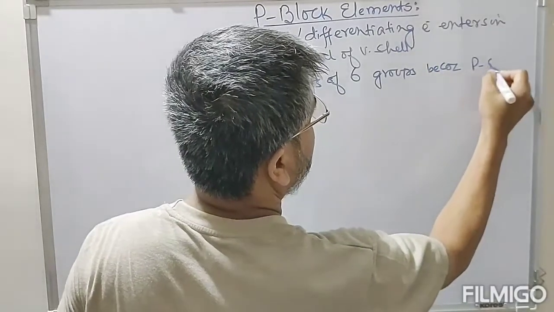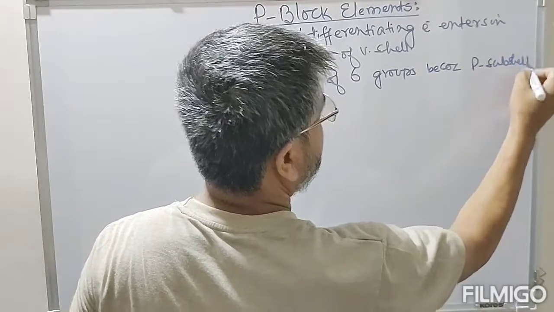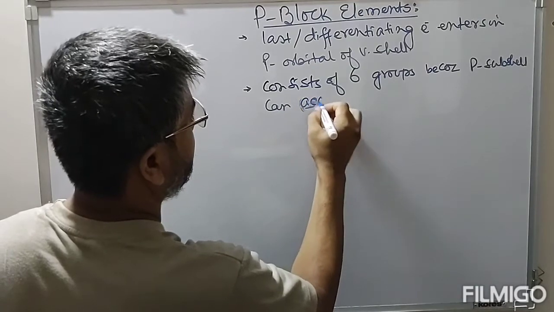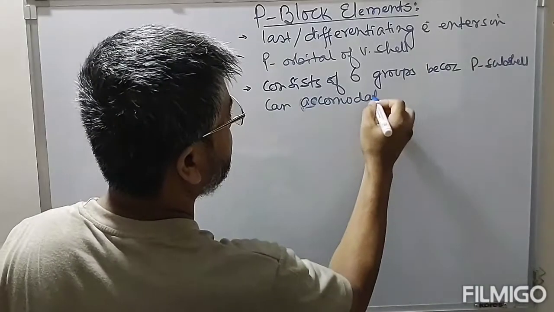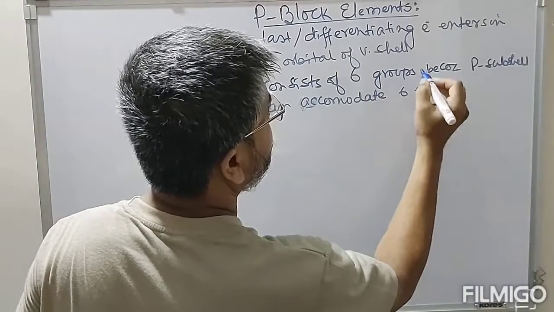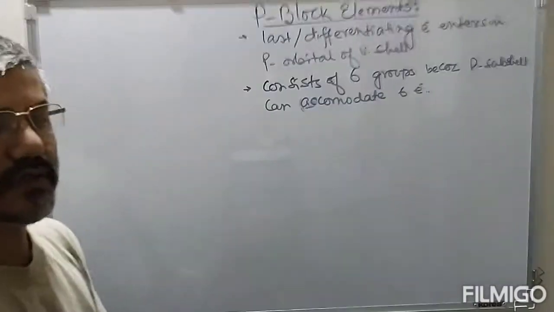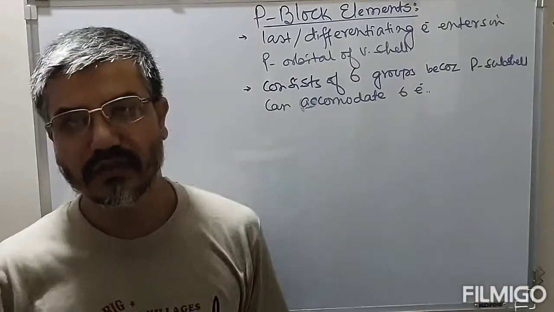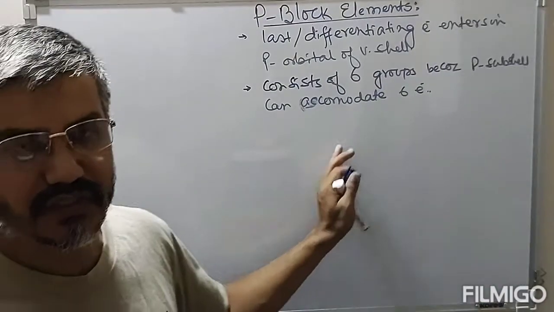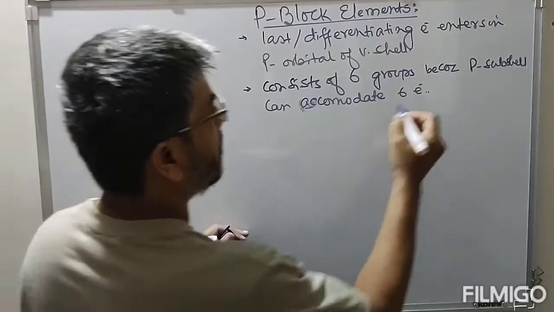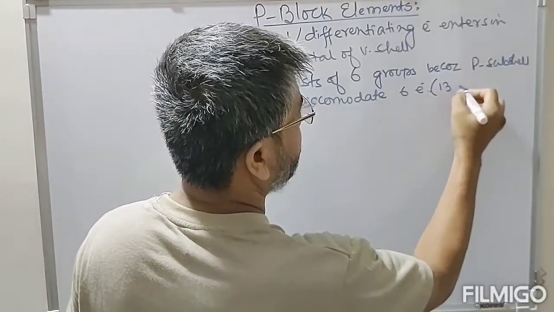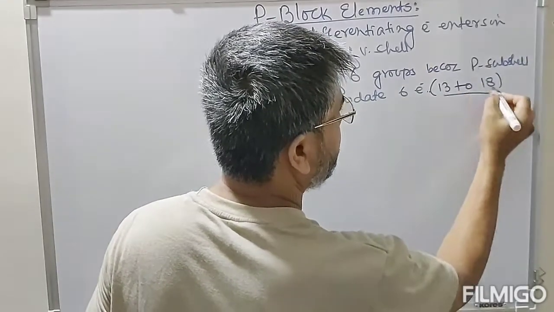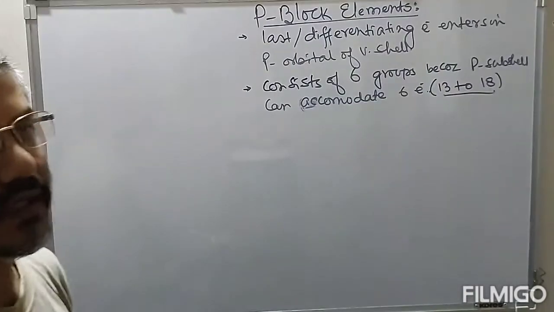Since the total number of electrons that can be placed in p subshell is 6, the p block of this classification contains 6 groups, that is group 13 to group 18. These are the groups which are known as p block elements.